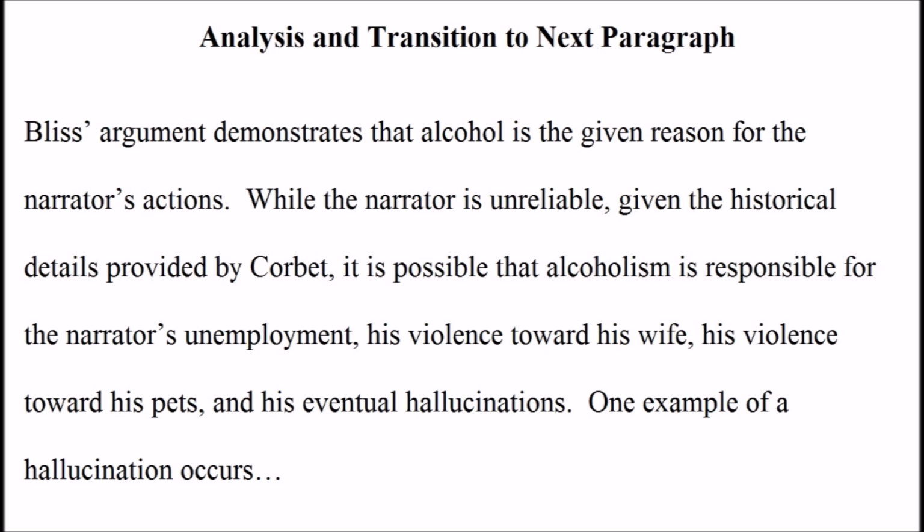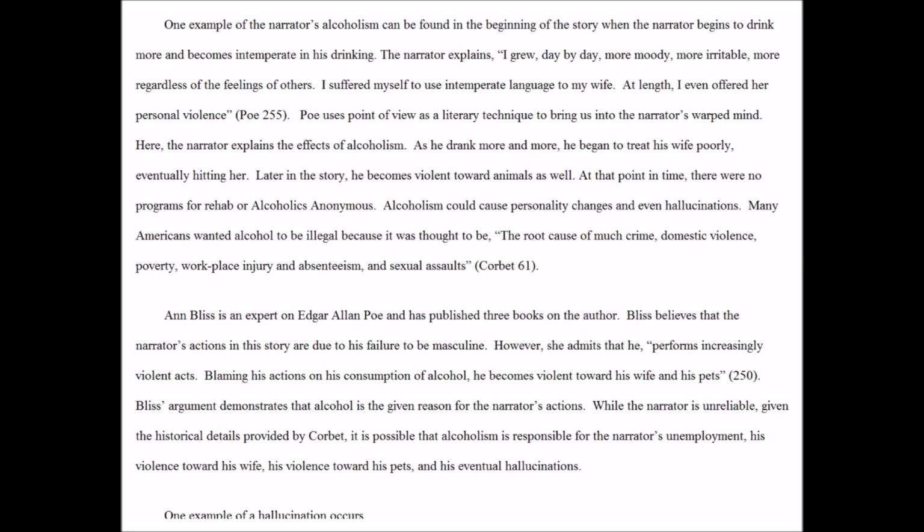So she says, Bliss's argument demonstrates alcohol is the reason for the narrator's actions. The narrator is unreliable, but given the historical details provided by Courbet, alcoholism is responsible for his unemployment, his violence toward his wife, his violence toward his pet, and his eventual hallucinations. One example of a hallucination occurs, which is our transition to the next paragraph.